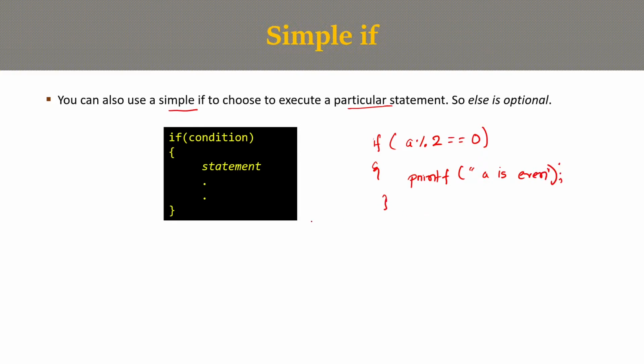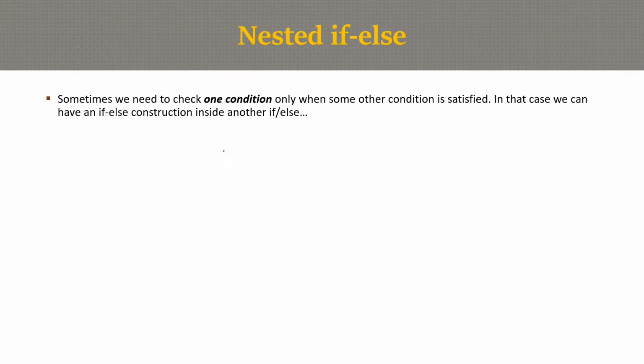Okay, so this is how you can check if a is even or not. You can simply write only one if. You don't have to write the else. So this is also one method of using the simple if. Now let us move on to the nested if else condition.